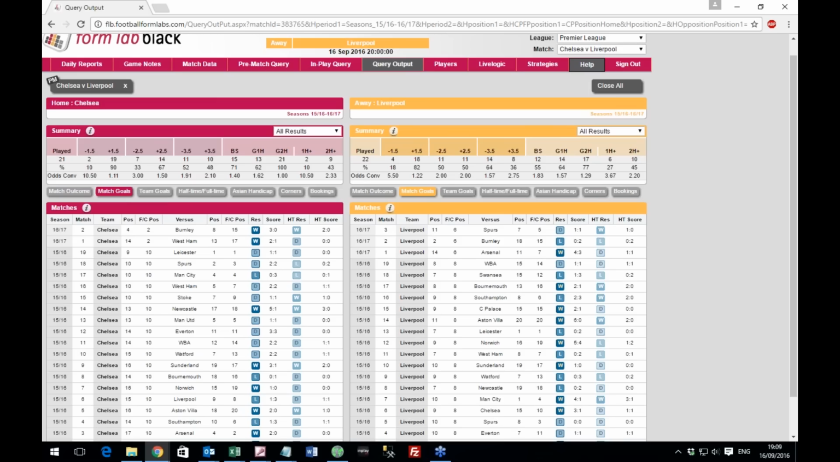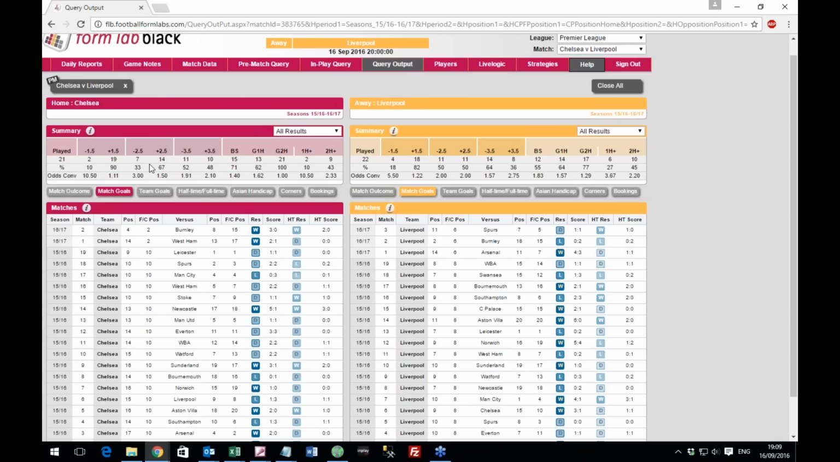If we go to match goals here, we've just got a summary of what's happened in those games. First of all is the over 1.5 market. We can see that only 2 of Chelsea's last 21 have had under 1.5, and only 4 of Liverpool's last 22 on the road have had under 1.5 goals. Not going to get a great price on over 1.5 today, so no one's particularly interested in that.